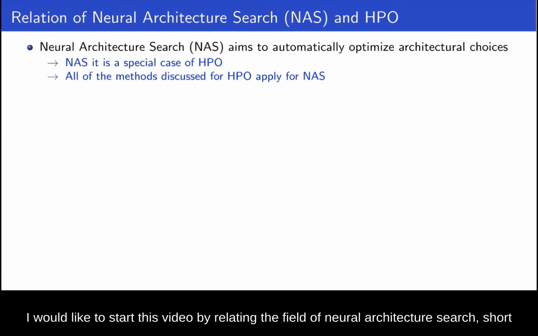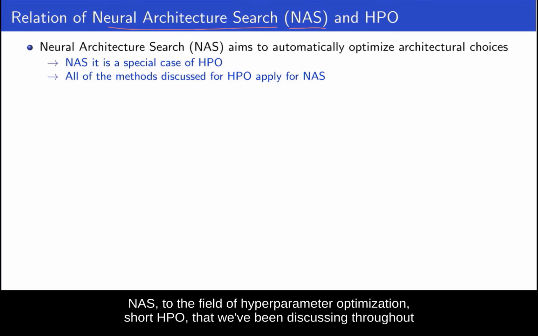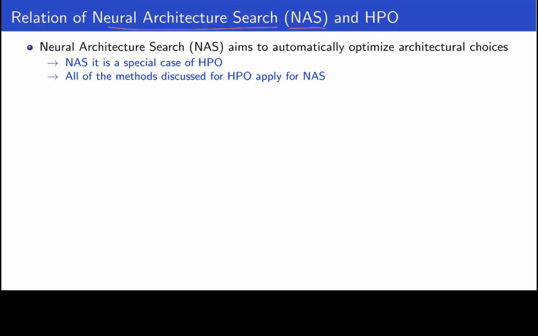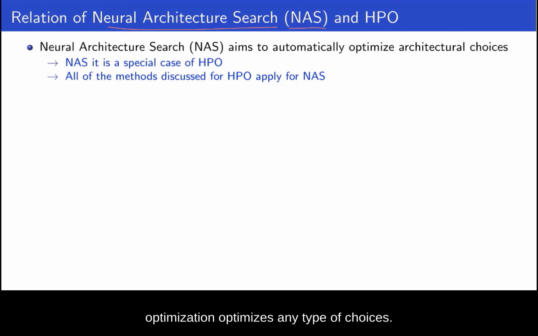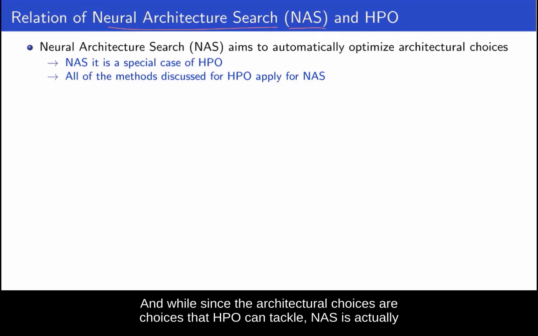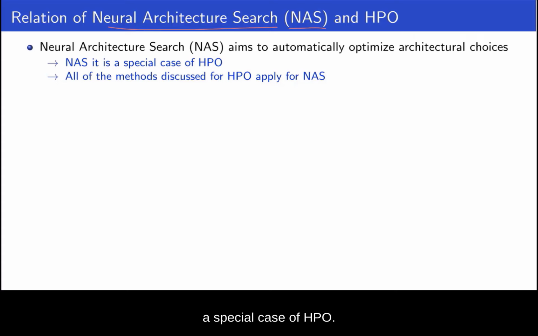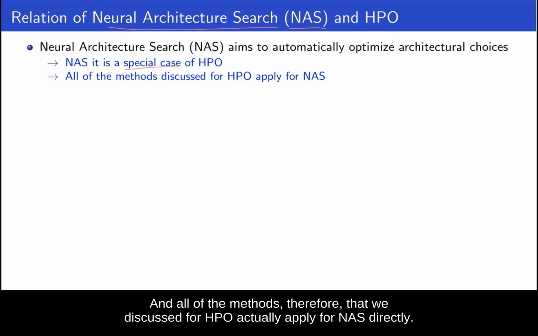I would like to start this video by relating the field of neural architecture search, short NAS, to the field of hyperparameter optimization, short HPO, that we've been discussing throughout this lecture. So neural architecture search aims to automatically optimize architectural choices, just like hyperparameter optimization optimizes any type of choices. And since the architectural choices are choices that HPO can tackle, NAS is actually a special case of HPO. And all of the methods, therefore, that we discussed for HPO actually apply for NAS directly.